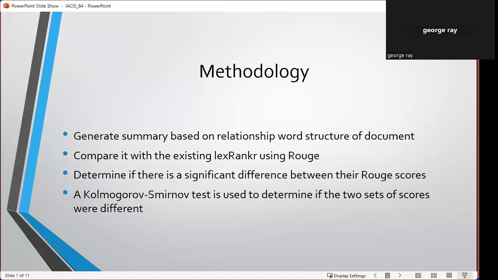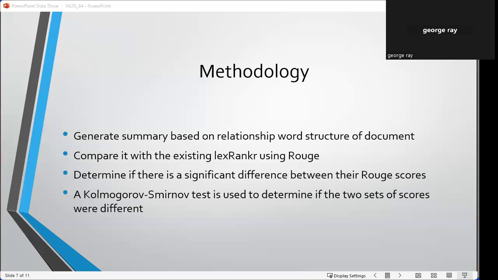The methodology used is I take summaries from a standard text summarizer that is already published in R and a summarizer based on the relationship word structure of a document that I developed, and they'll both be compared to reference summaries using Rouge. A set of Rouge performance metrics for the two is then analyzed to determine if there's a significant difference between them in terms of their F measure. If they have similar Rouge scores, so that there's no statistical difference in the Rouge scores, then the proposed relationship word summarizer is considered validated.